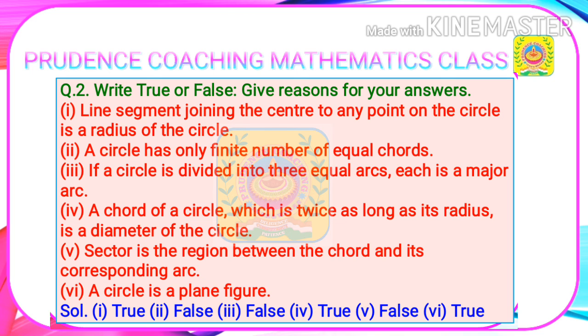Next, if a circle is divided into three equal arcs, each is a major arc. It is false. Next, a chord of a circle which is twice as long as its radius is a diameter of the circle. Yes, it is true. Next, a sector is the region between the chord and its corresponding arc. No, it is false. Next one: a circle is a plane figure. Yes, a circle is a 2D figure, therefore it is a plane figure.